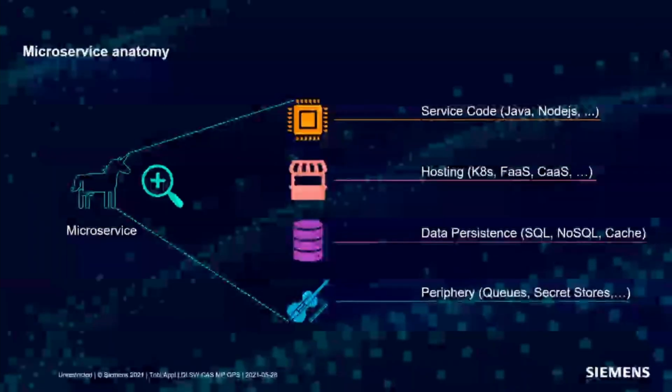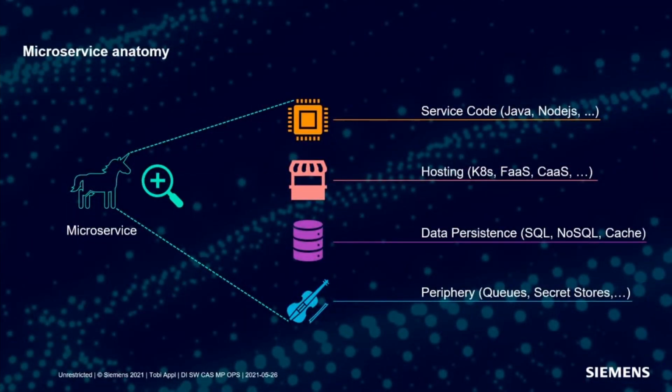Of course, the third part is we need to persist data somewhere. And this is where normal databases come into play. SQL stores, NoSQL stores, caches. There are a couple more ways to persist data. Blob storage comes to mind.